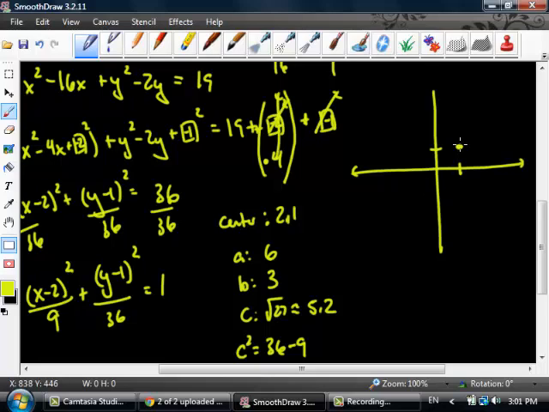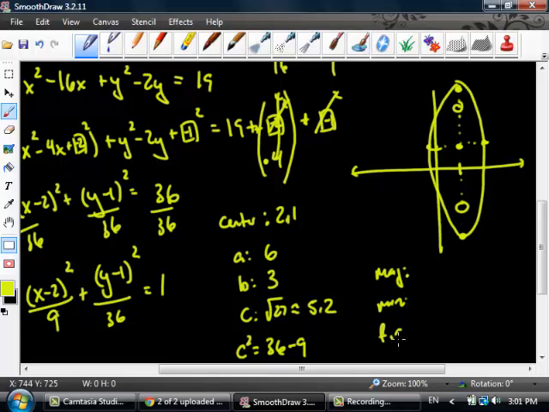Up and down. 1, 2, 3, 4, 5, 6. And then 1, 2, 3, 4, 5, 6. And then to the left and right, 1, 2, 3. 1, 2, 3. So your ellipse should look kind of like that. And then your focal coordinates are going to be up 5 and a little bit, down 5 and a little bit. From here, we need to find the major axis length, the minor axis length, and then the focal coordinates.